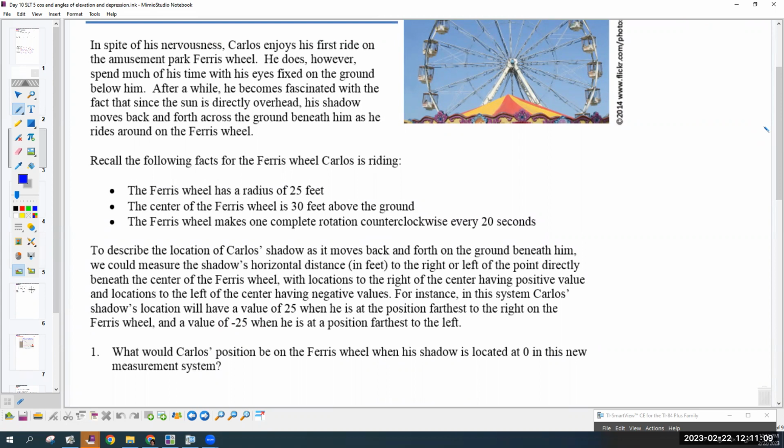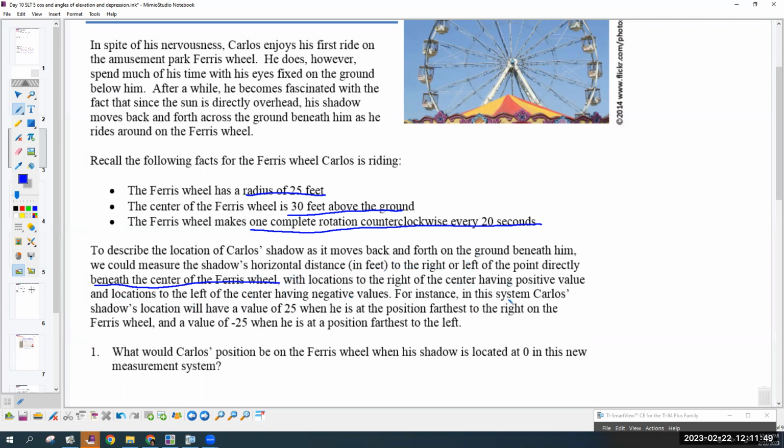Recall the following facts for the Ferris wheel Carlos is riding. The Ferris wheel has a radius of 25 feet. The Ferris wheel is 30 feet above the ground, and it completes one rotation counterclockwise every 20 seconds. To describe the location of Carlos's shadow as it moves back and forth on the ground beneath him, we could measure the shadow's horizontal distance in feet to the right or left of the point directly beneath the center of the Ferris wheel, with locations to the right of the center having positive values, and locations to the left of the center having negative values.